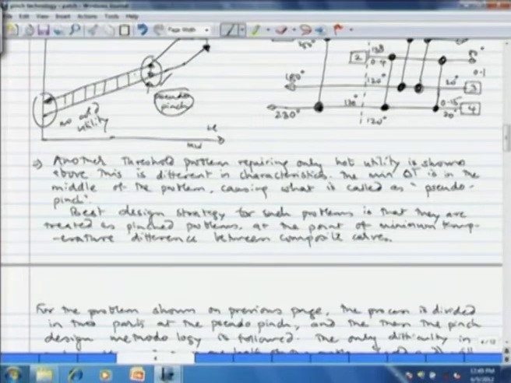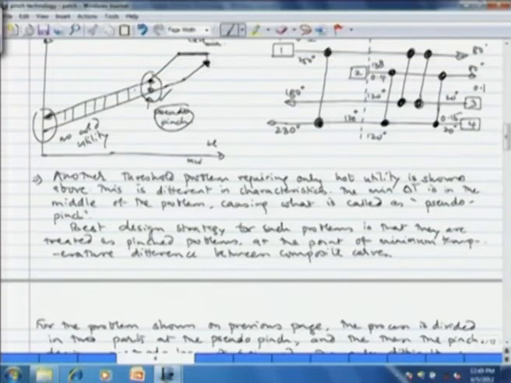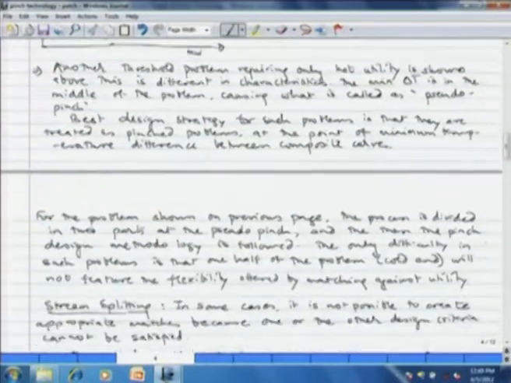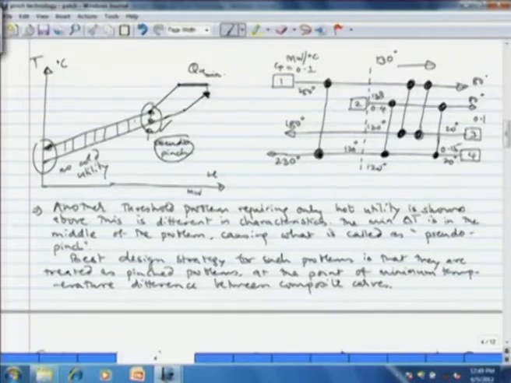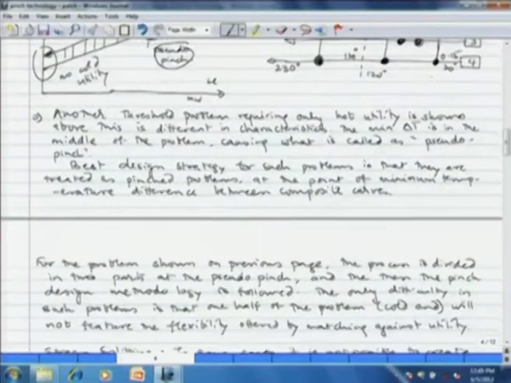The best design strategy for such problems is that they are treated as pinched problems at the point of minimum temperature difference between the composite curves, and then the design starts, and then we move away slowly from the pinch point or pseudo pinch point.